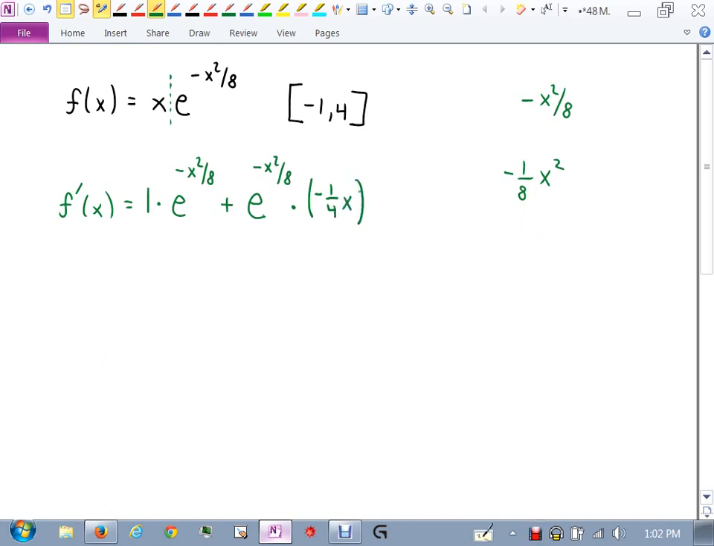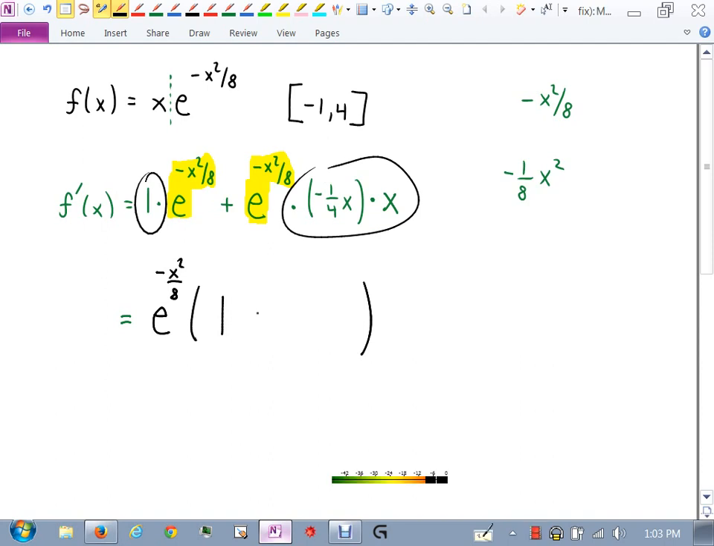x. And then you have to finish off the product rule, which means you need to bring that x out here and put it here. And now I'll clean things up, but I'm going to notice that both of these terms have that e in there. So I'm going to factor that out. What that would have left me is the 1 here, and then these two together, which would have given me negative 1/4 x squared.